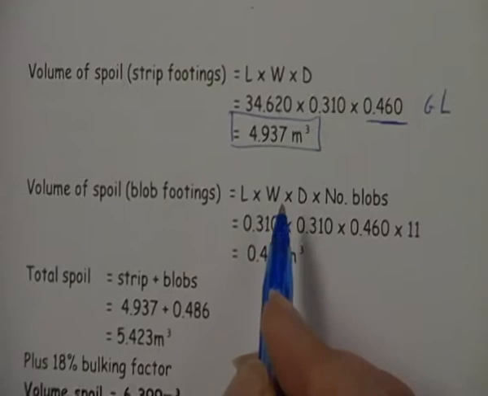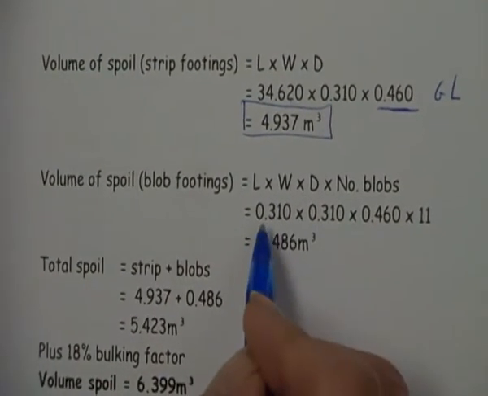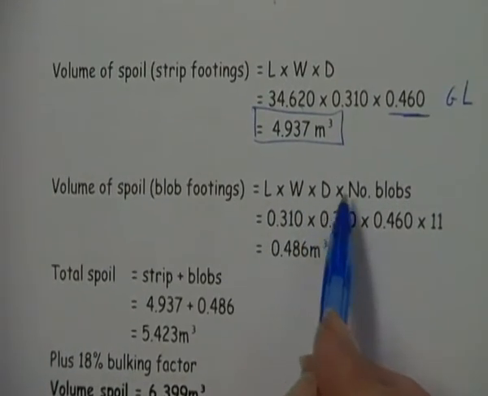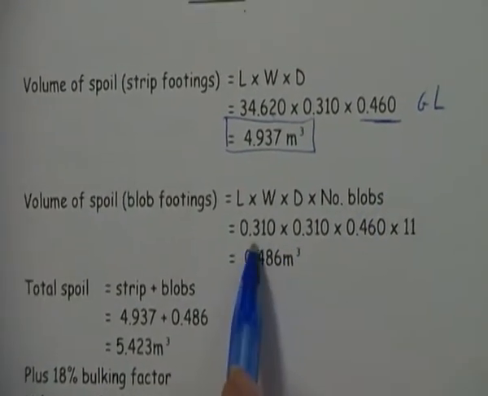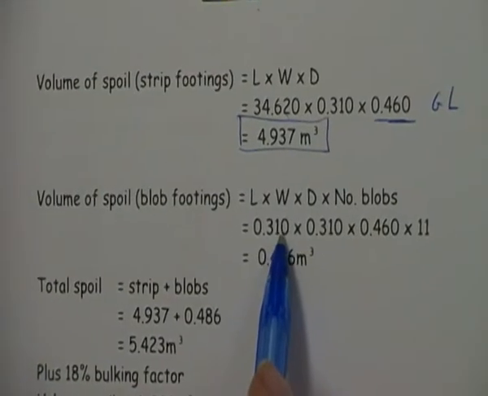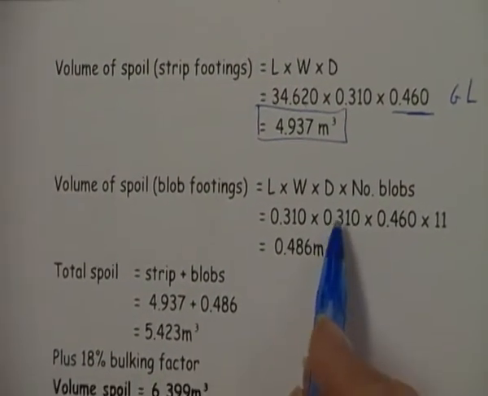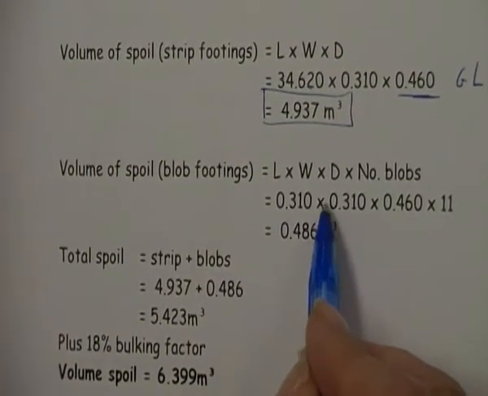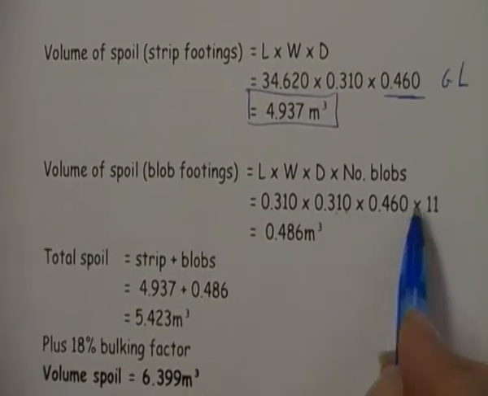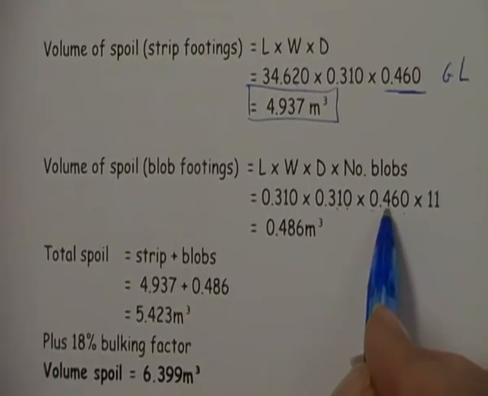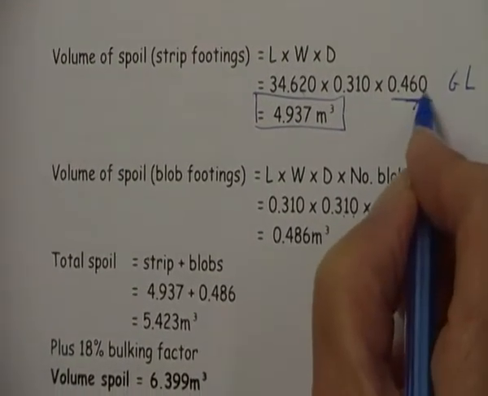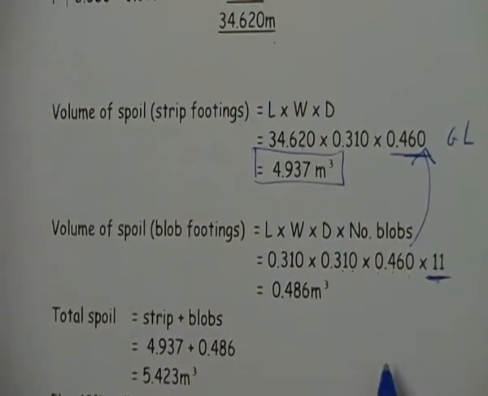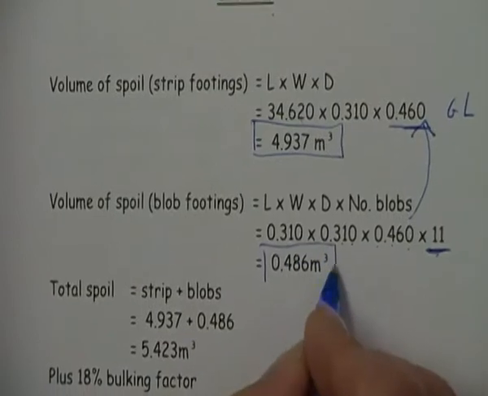Now this is where we're going to add our spoil for the blobs. This part is new. So length times width times depth by the number of blobs. So we have the width of the footing is 0.31, so we times 0.31 times 0.31, then that's our depth, 0.46, the same as here. Then we have 11 isolated piers is what we calculated. So we've got that figure there.